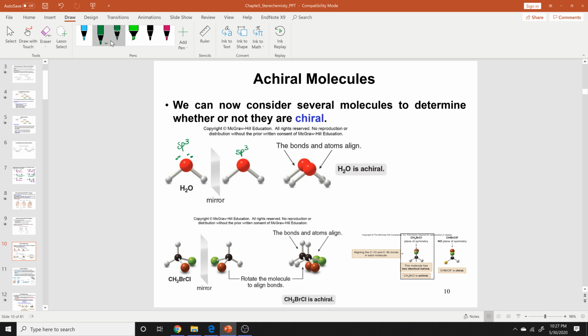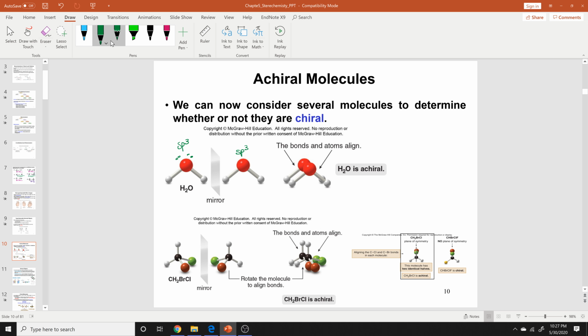Rotation can be in any direction. So if you rotate in any direction, clockwise or counterclockwise, and you can see that the molecule and the mirror image align with each other, then immediately the molecule will be achiral.